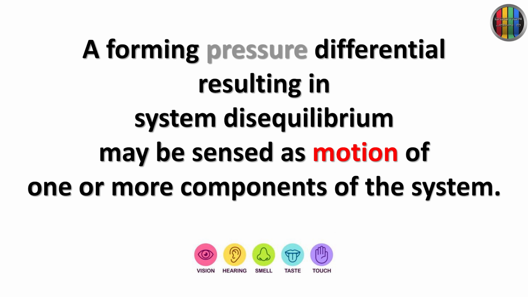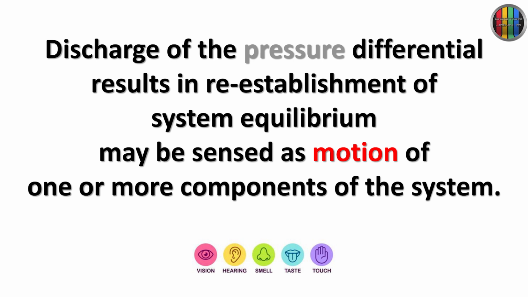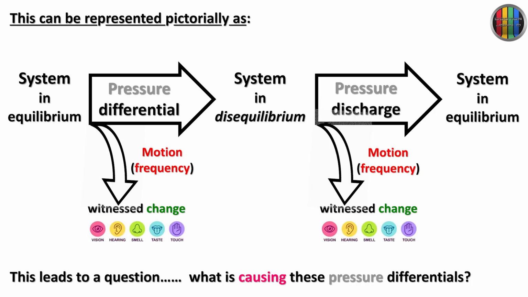A forming pressure differential resulting in system disequilibrium may be sensed as motion of one or more components of the system. Discharge of the pressure differential results in re-establishment of system equilibrium, which may be sensed as motion of one or more components of the system. This can be represented pictorially as follows. This leads to a question: what is causing these pressure differentials?